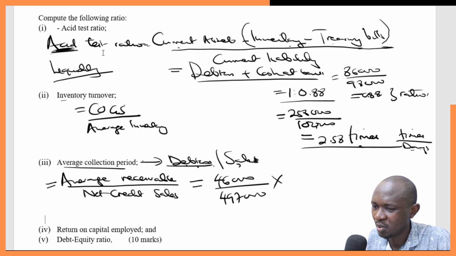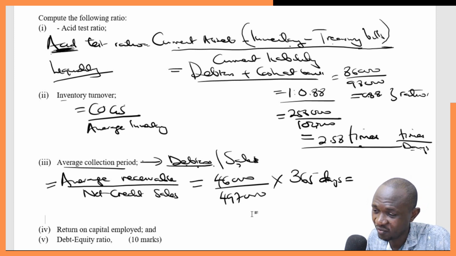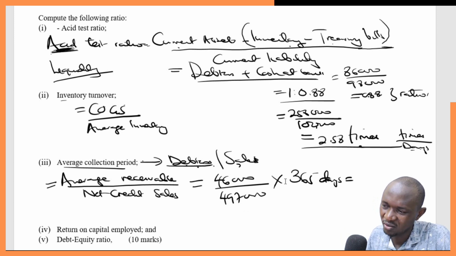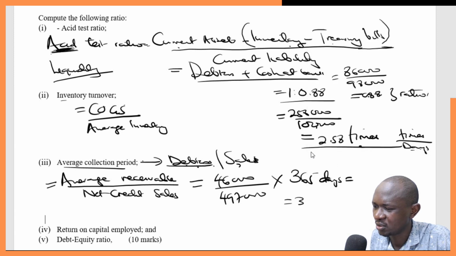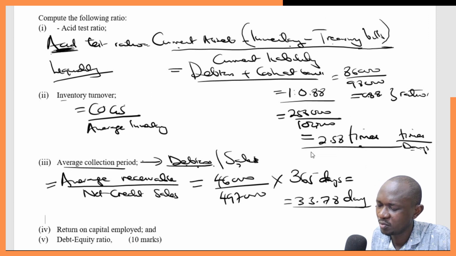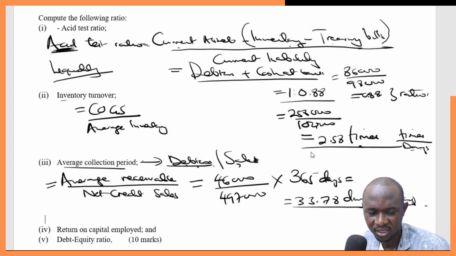And then because we are talking about collection period here, we'll multiply this by 365 days in a year, to get the number of days it will take for us to collect this money from the debtors. So simply go back to your calculator: 46,000 divided by 497,000 times 365. This gives us 33.78 days. You can simply call it 34 days. That it takes 34 days to collect money from the debtors. That is the answer to that question.